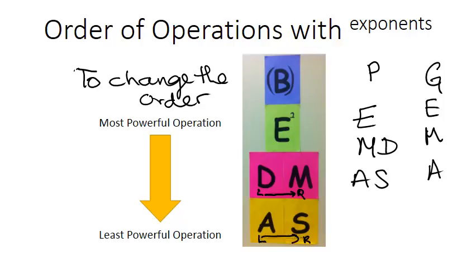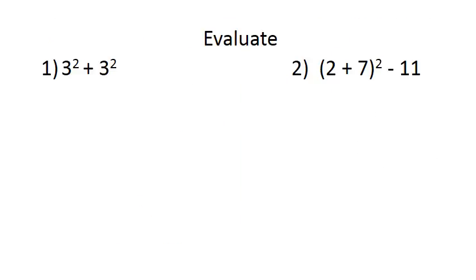All right, let's get started with some examples. The first two are pretty straightforward. Again, remember it's BEDMAS, so we need to think of the order. Okay, are there any brackets? No, there's no brackets, so we don't worry about brackets. Are there exponents? Yes. So the next thing we're going to do are our exponents.